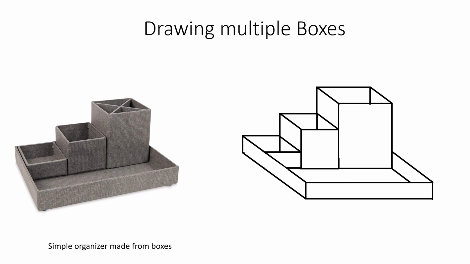To complete our drawing, we just darken our image and we have our sketch of our simple organizer made from boxes done using oblique sketching.